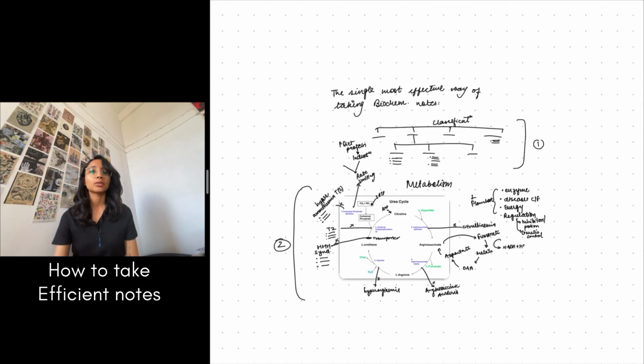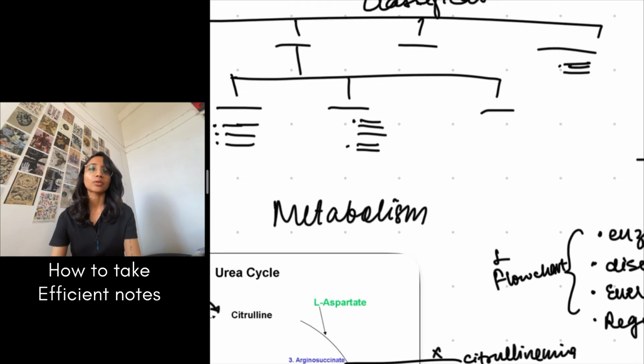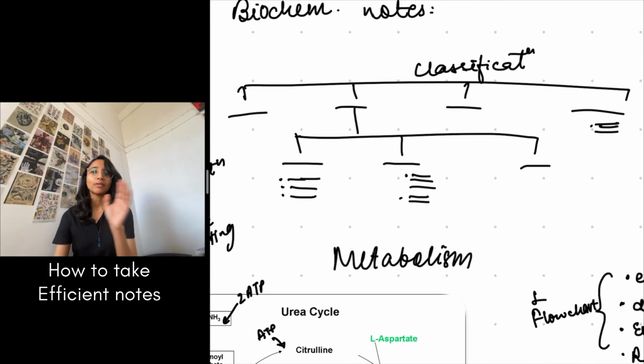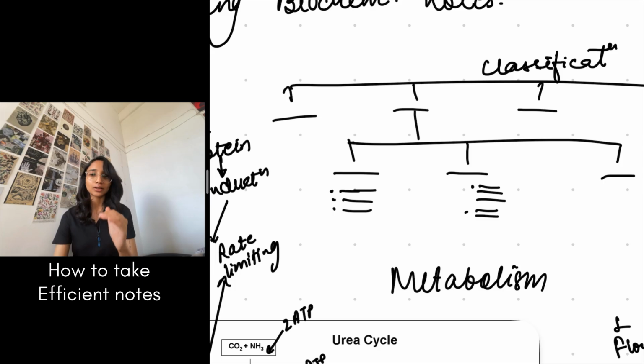Moving on to the best way to take notes in biochemistry. For classification, we are going to make a flowchart. So you divide your things into whatever, and for important molecules, we are going to add whatever details we need in that flowchart itself. So you make sure that your flowchart has enough space to occupy the main bullet points for whatever molecule you're studying.